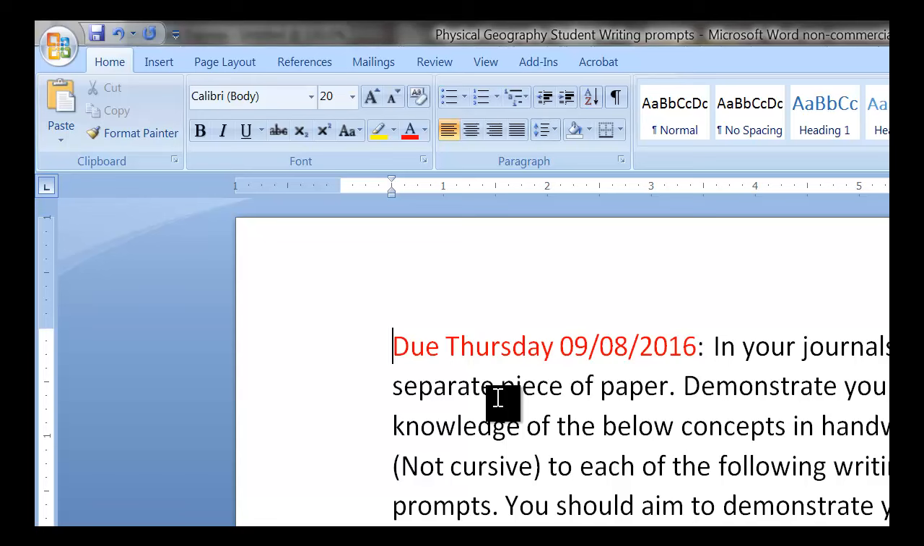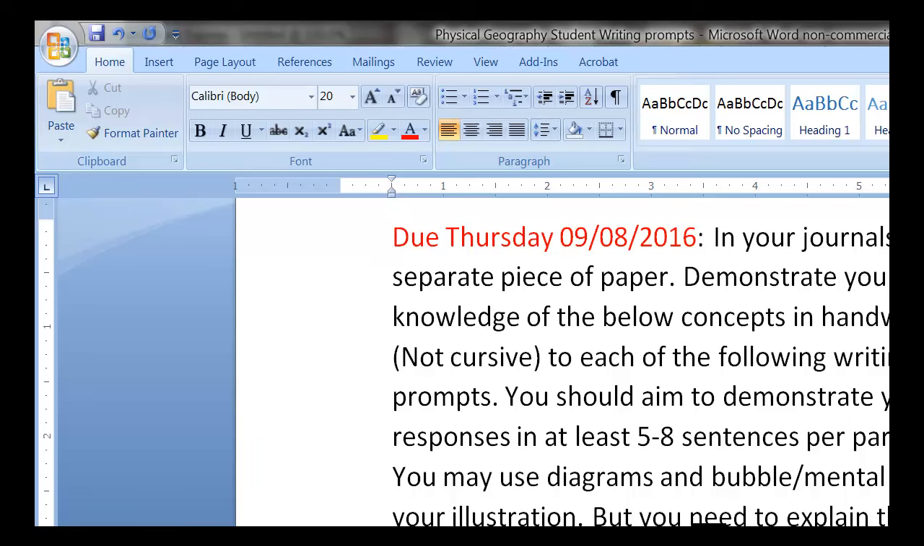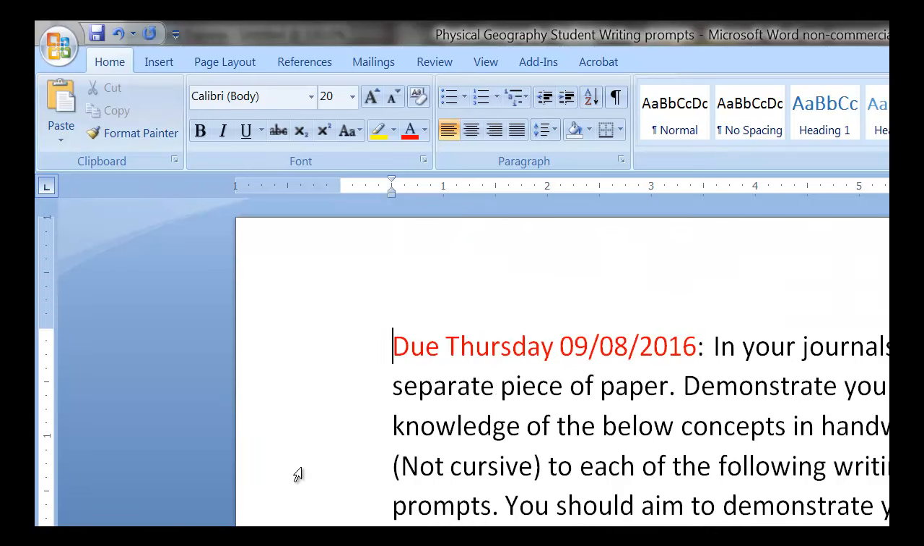So, in your journals or on a separate piece of paper, you're going to demonstrate your knowledge of the below concepts in handwriting, not cursive, to each of the following writing prompts. You should aim to demonstrate your responses in at least 5 to 8 sentences per paragraph. You may use diagrams and bubble/mental maps in your illustrations, but you need to explain your concepts in words also. This drives home the idea that if you cannot write it or say it, you don't know it.